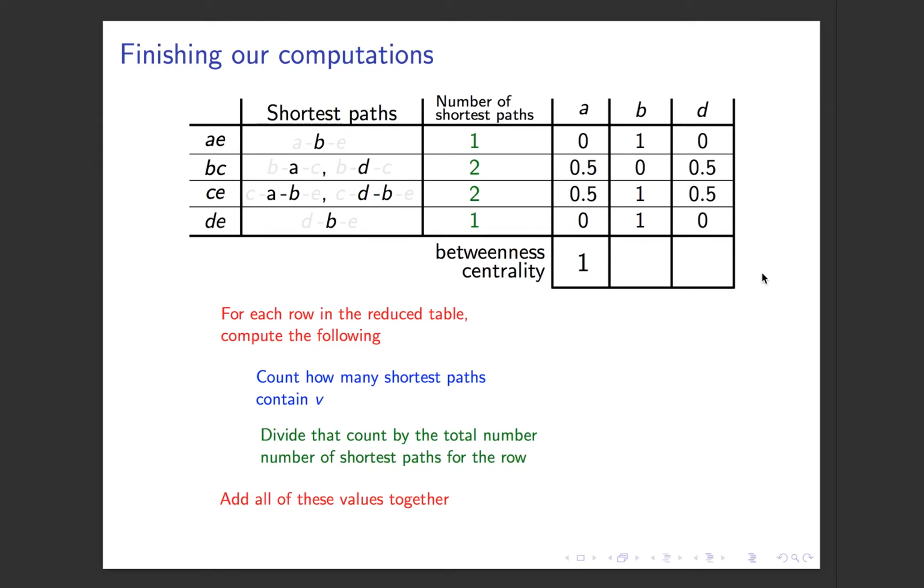Here are your individual computations written out, and we remember that the betweenness centrality for a particular node ends up being the summation of these values. So the betweenness centrality of B is going to be 3, and the betweenness centrality of D is going to be 1.